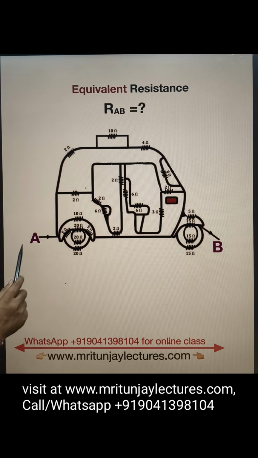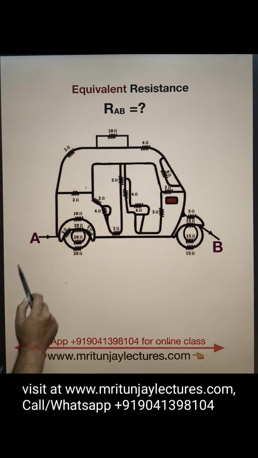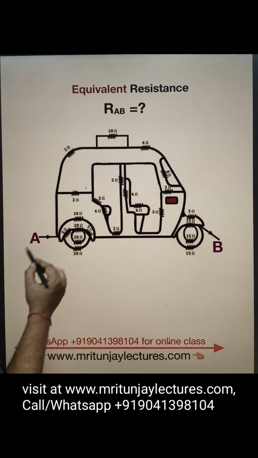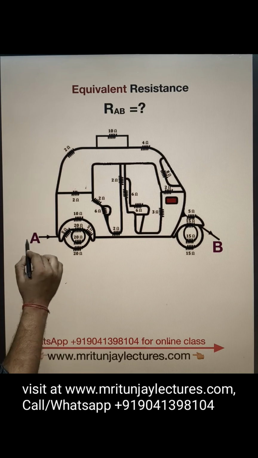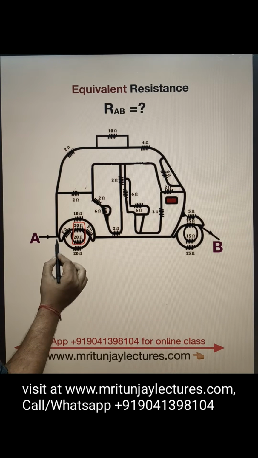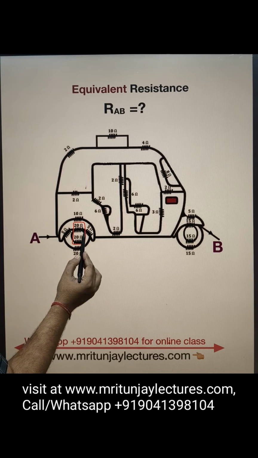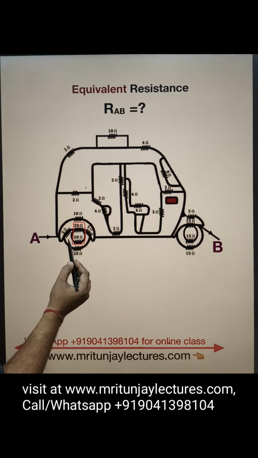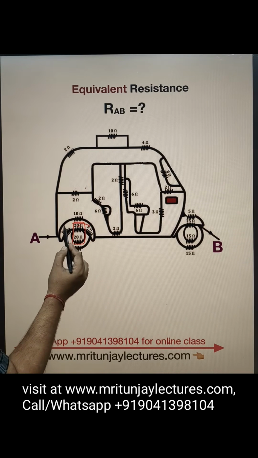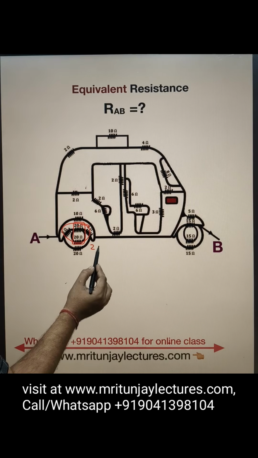Now, question of the day: how can we determine the equivalent resistance between A and B? Look here very carefully. First of all, the 20 and 20 are parallel. So what about that value? 10 ohm. And 5 plus 5, 10, and 10 is how much? 20. And the combination of this one is 20.